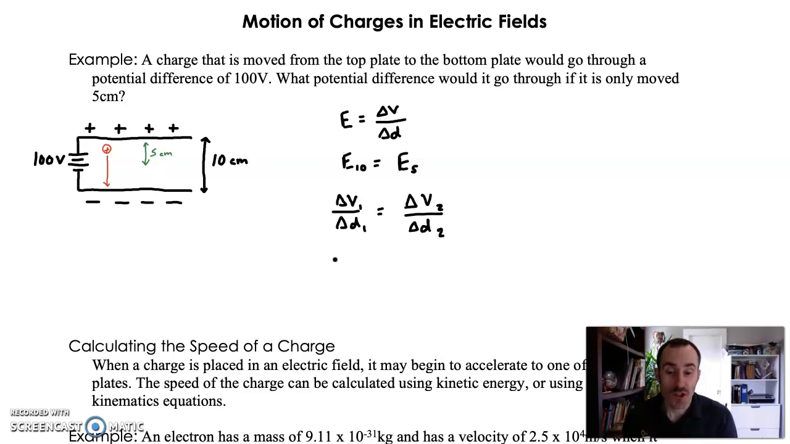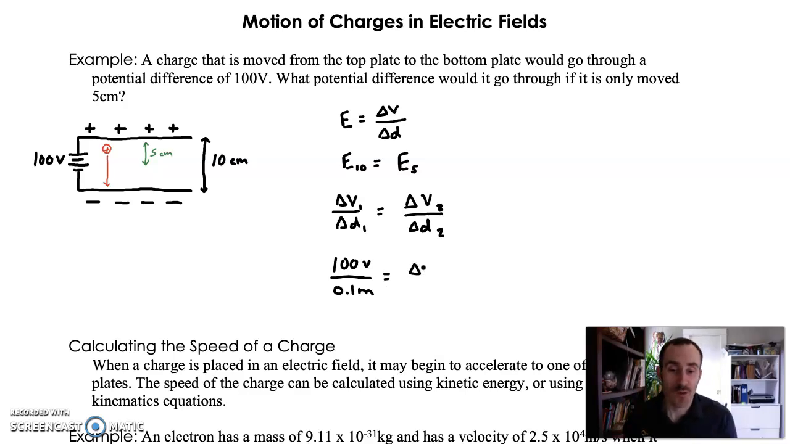What we want to show is that this 100 volts difference for 10 centimeters is going to be the same as the ratio between the 50 volt difference over 5 centimeters. Okay, but we're going to solve for that 50. So this is 0.1 meters. And remember that field strength can be measured in volts per meter. So this is hopefully making sense so far.